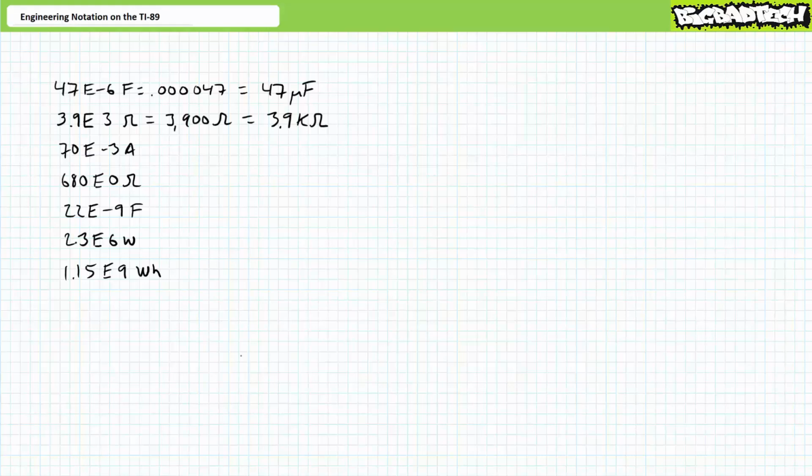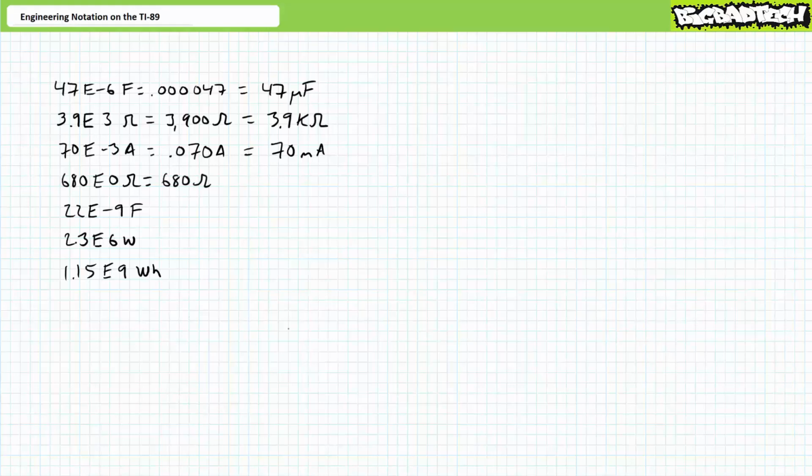3.9E3 means take 3.9 and multiply it by 10 raised to the third, or 1,000. 3.9 times 1,000 is 3,900. The engineering prefix associated with 10 raised to the power of 3 is a kilo, so I could say this is 3.9 kiloohms. 70E negative 3 means take 70 and multiply it times 10 to the negative third, or 0.070 amps. The engineering prefix associated with 10 to the negative third is a milli, so it's more appropriately expressed as 70 milliamps.